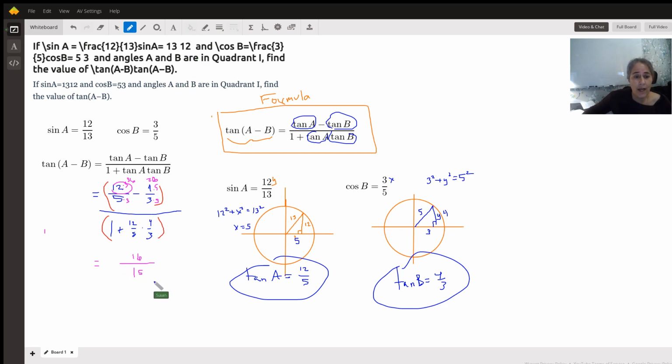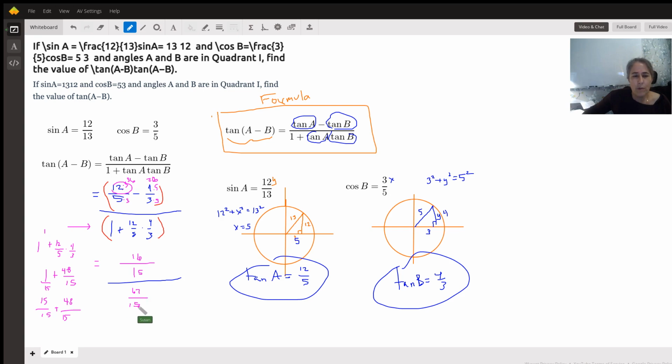And then I'm going to divide that by the answer that I get when I simplify the bottom. So I am going to do 1 plus 12/5 times 4/3, and that's 1 plus 48/15, because I want to multiply first, and then add 1 to that. It's best to just keep improper fractions. So I'm going to make a common denominator of 15, and that's going to give me 15/15 plus 48/15, and that's going to give me 63/15.